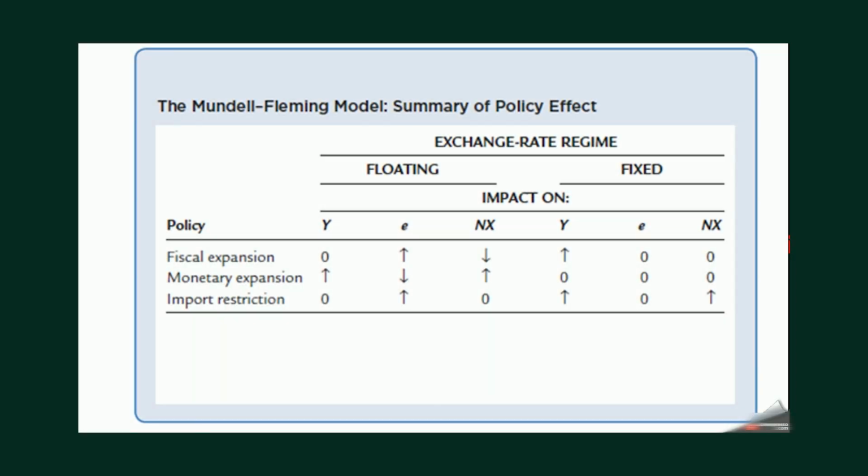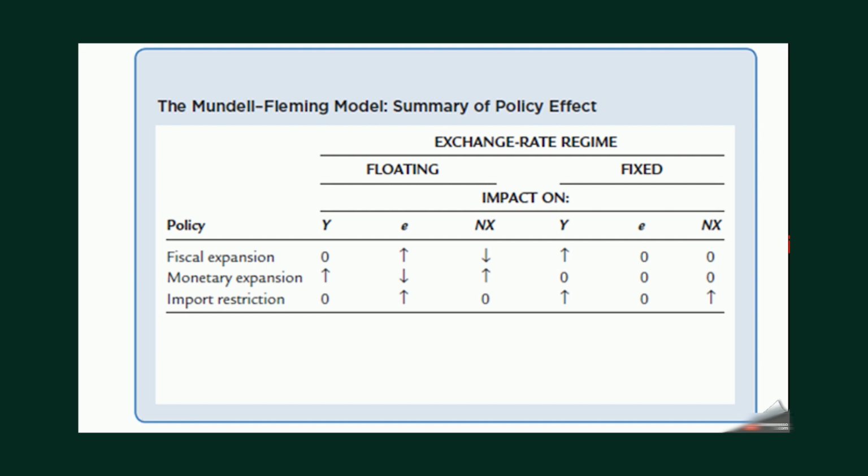We can see the Mundell-Fleming model in one short summary, in both cases of floating exchange rate system as well as fixed exchange rate system. What is the impact? In case of fiscal expansion, Y does not change, but exchange rate rises. In case of monetary policy, Y increases, but E falls. In case of import restriction, there is no change in Y. However, there is a rise in the exchange rate similar to that of fiscal expansion. What was the impact on net export? In case of fiscal expansion, net export has fallen due to rise in import and fall in export.